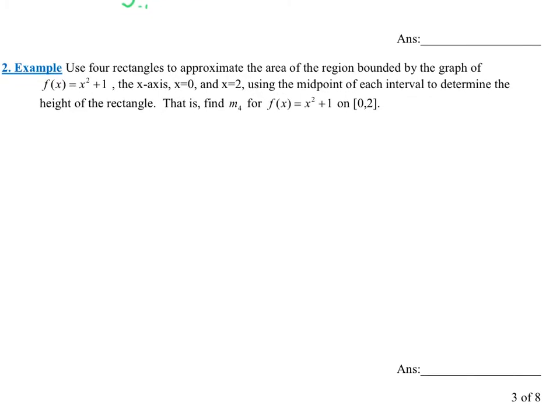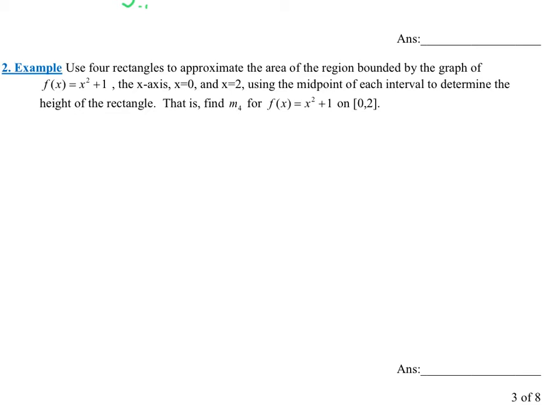So it says, use 4 rectangles to approximate the area of the region bounded by the graph of f of x equals x squared plus 1, the x-axis, x equals 0 and x equals 2. Use the midpoint of each interval to determine the height of the rectangle. So that is the textbook version of that problem.